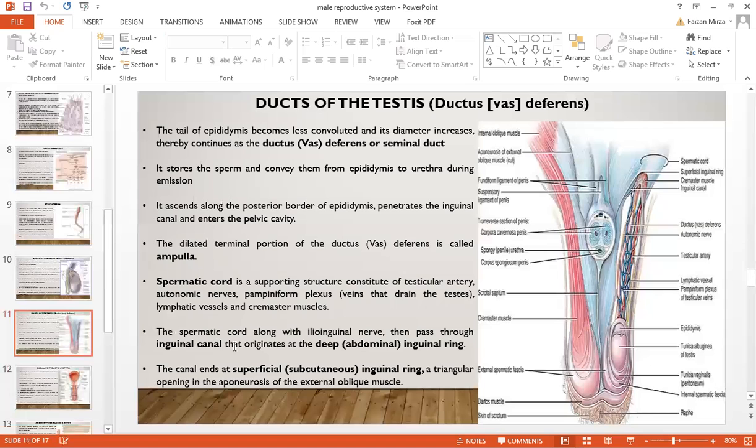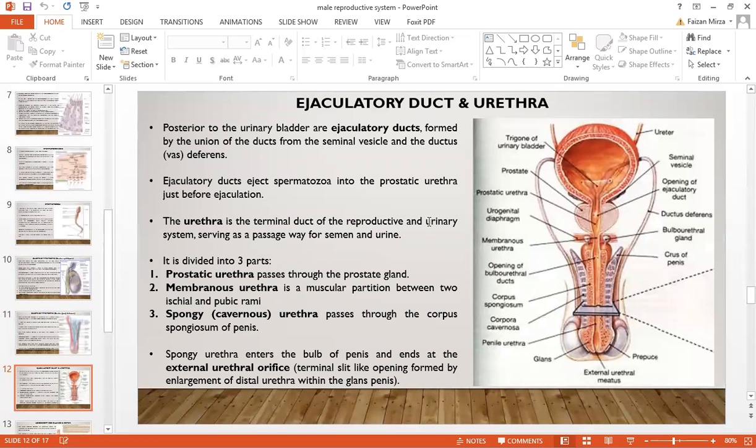There is an inguinal canal which passes through this and originates at the deep inguinal ring. This is actually where the testes are made when the individual is a fetus, and they descend into the scrotum through the inguinal canal. The canal ends at the superficial inguinal ring. The ejaculatory duct is posterior to the urinary bladder. The ejaculatory duct ejects spermatozoa into the prostatic urethra just before ejaculation.